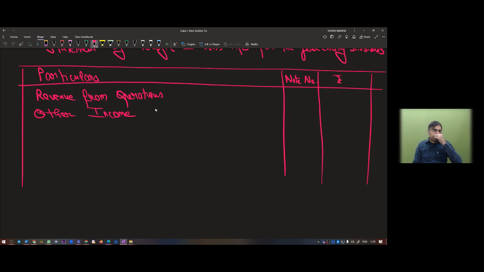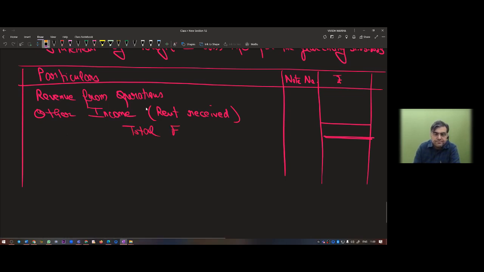Other income. In the name of other income, I just have rent received. So you can show a separate note or you can write it like this, then you need not make a separate note. I said this is total revenue. Format should be very clear, then we will be having no doubts.